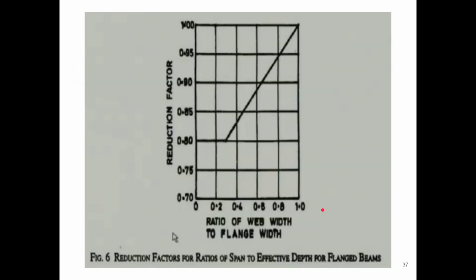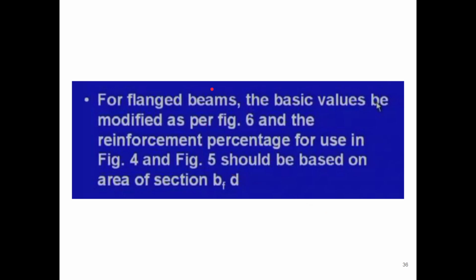Even if we consider, for example, flanged beams, that is T beam or L beam, then the basic values should be modified as per figure 6. The reinforcement percentage for use in figure 4 and figure 5 should be based on the area of section bfd, not bd, because b will then be the width of the web. So we have to consider the flange width into depth.